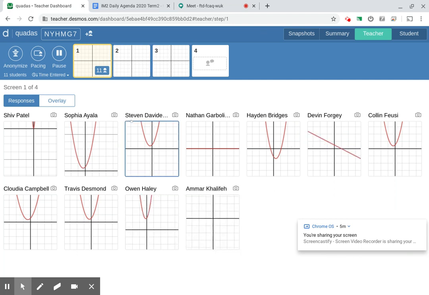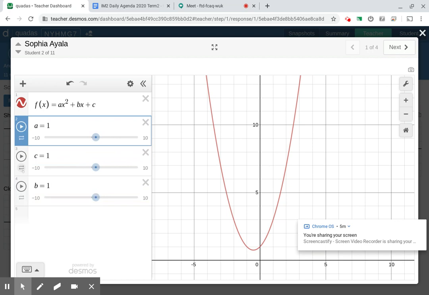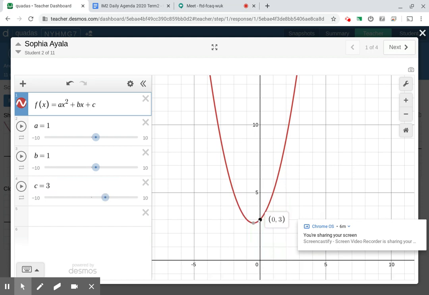All right, so we are going to go ahead and put everything as 1, 1, 1, like Sophia here has. Just put A is 1, B is 1, C is 1. Okay, I'm going to put these in order just for fun. All right, what is the y-intercept here? Can you click on the y-intercept? Now make C become 3 and click on the y-intercept. What is the y-intercept?